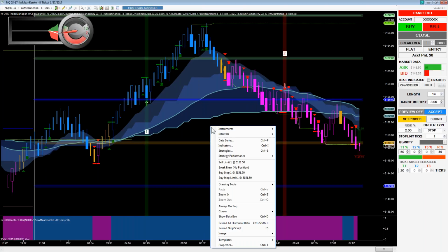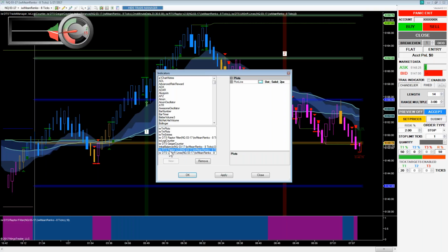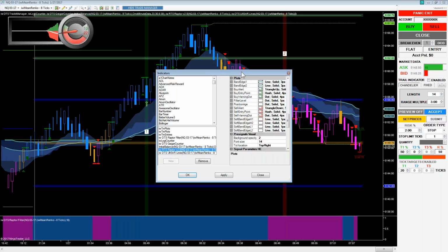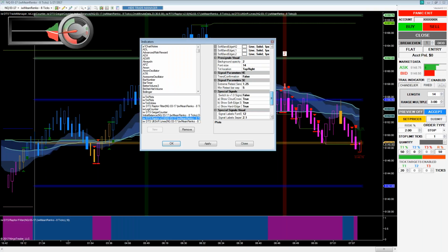All right, so go here to your indicator panel, highlight your Raptor 2.0. The Raptor has got a lot of tweakability to it, more than any of the other tools, and we'll be getting into this more when we talk about the Raptor tweaks. But the signal parameters, you can adjust the HE, which is the hard edge, that's your number 3 signal, and your signal parameters SE, soft edge, that's your number 2 signal.